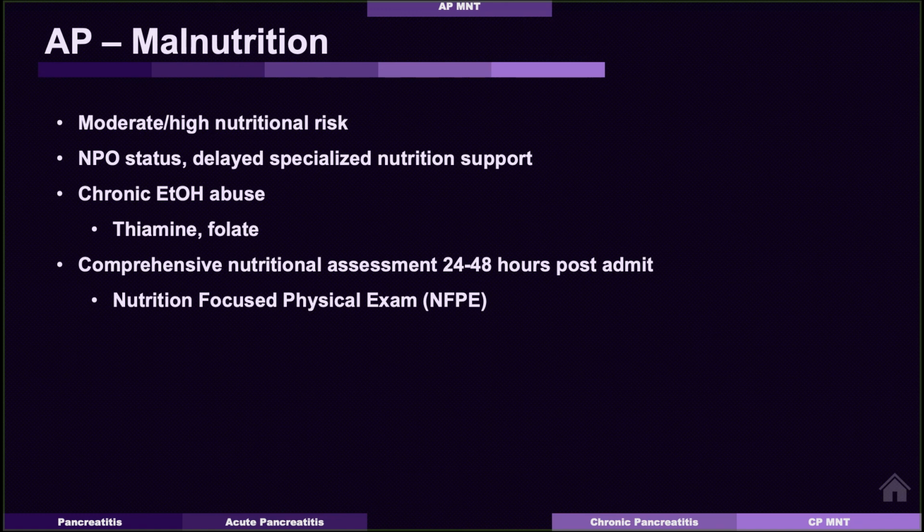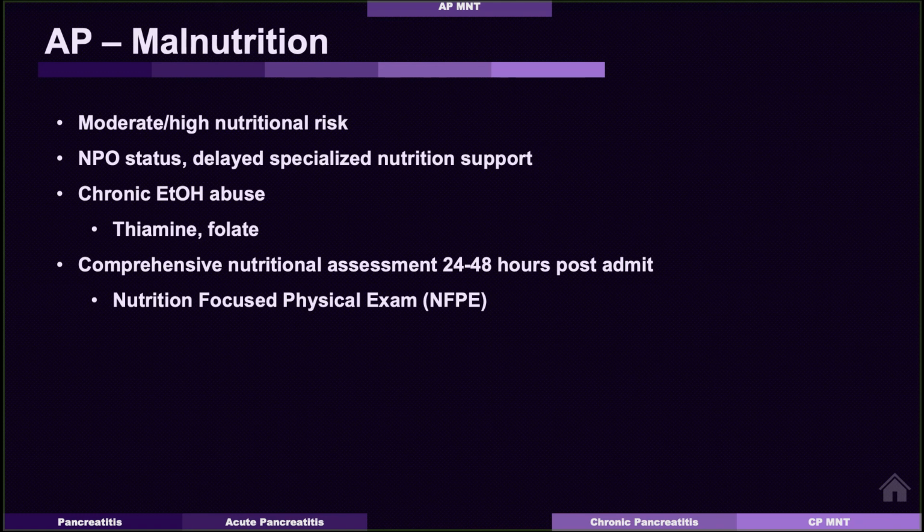Another consideration is patients who have the alcohol-related etiology. We already know that in the absence of pancreatitis, the person who's abusing alcohol already has a higher risk for malnutrition. We already know that in the alcoholic population there are inadequate intakes, which result in deficiencies in folate, thiamine, vitamin B6, and vitamin A. That said, special consideration should be given to thiamine and folate supplementation for this population to prevent the onset of encephalopathy and/or anemia.